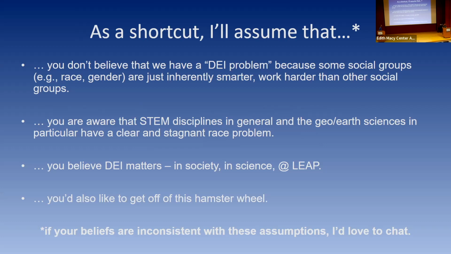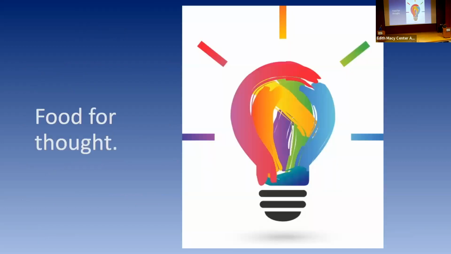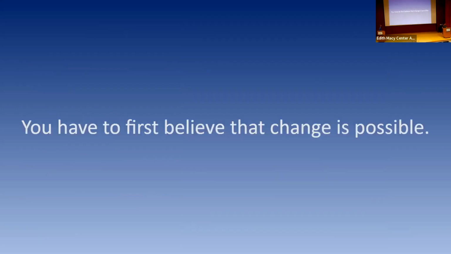I'll also assume that you're aware that STEM disciplines in general and geo-earth sciences in particular have a clear and stagnant race problem in particular. That you believe DEI matters in society and science and at LEAP, and that you'd also like to get off of this hamster wheel, that you'd like to see some progress. If these assumptions are inconsistent with your beliefs, I'd love to have a chat with you. So food for thought, things for you to think about. We won't discuss these things necessarily directly, but we'll come to a discussion at the end following Christian's remarks.